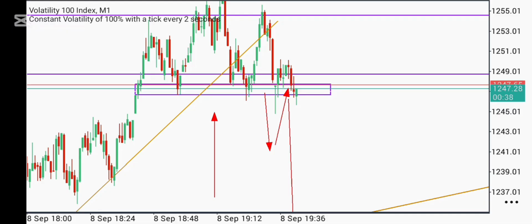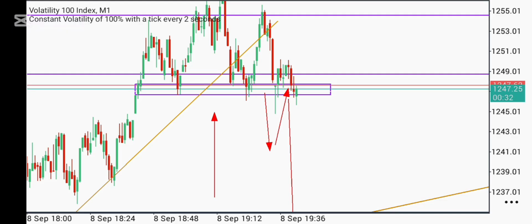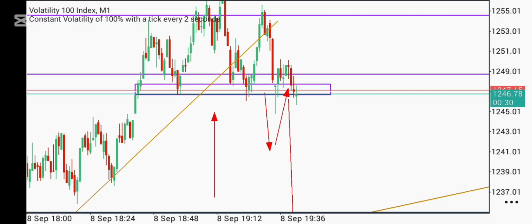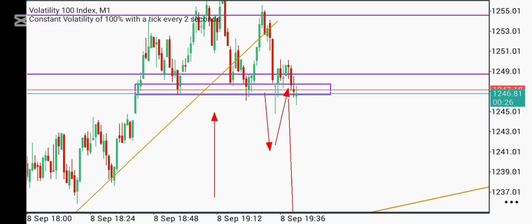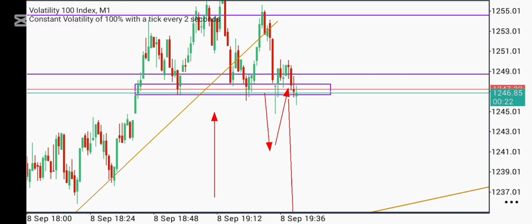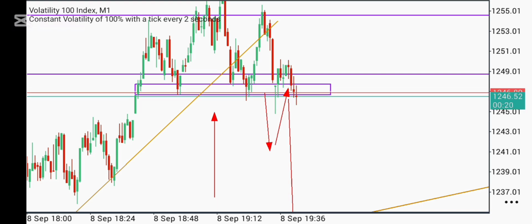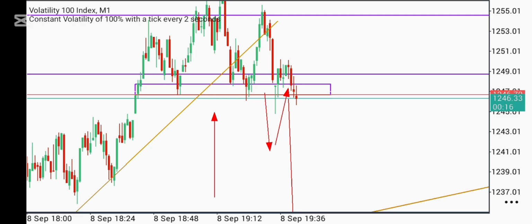All we are waiting for is for the market to just close below the zone. That's all. We still have about 25 seconds for this candle to close. So if the candle closes below, I'll just take my sell entry without minding the retest because the time frame is 1 minute.